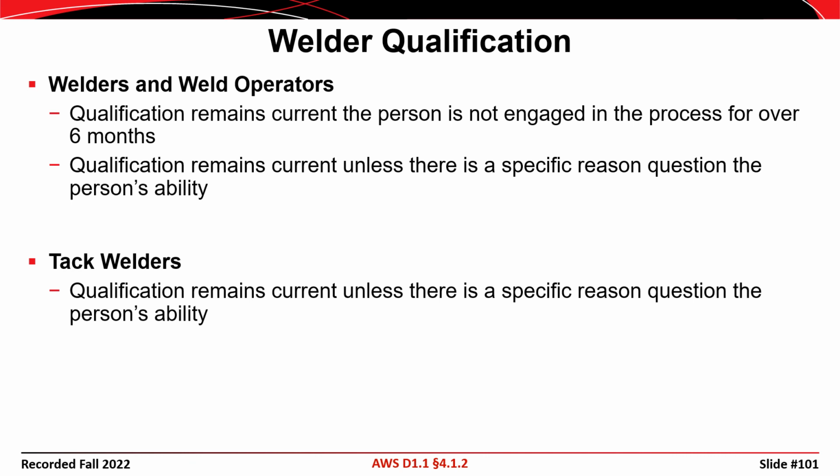And then there's a third classification as well. A tack welder is somebody who fits pieces together and just places a small tack weld to hold those pieces in place until a welder or weld operator can come along and place the finished weld. So typically when you place a tack weld, that tack weld is only temporary and it gets melted and becomes part of the final weld. So the qualification of a tack welder is usually not as rigid as it is for a welder or a weld operator.